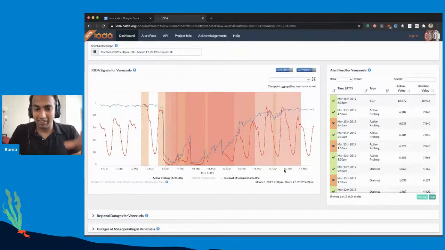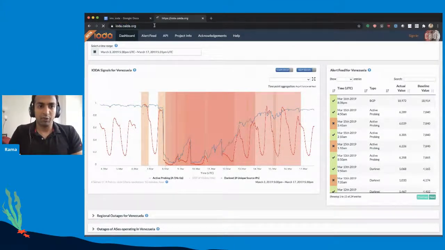But again, the key thing that we should remember is that IODA detects internet outages. This is an instance of an internet outage that is caused by a power outage, but which is not caused by a government-mandated complete shutdown.